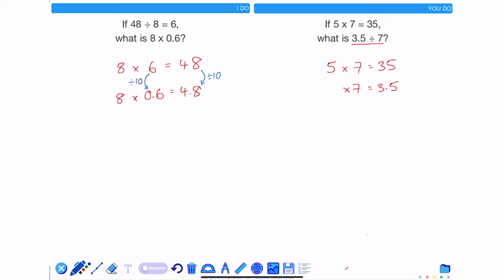As we can see on the right hand side, I'm dividing by 10 in order to give me 3.5. Nothing is happening to the 7, so this means that the 5 is being divided by 10 to keep it in balance. This means that the missing number that I'm after is 0.5. The answer to 3.5 divided by 7 is 0.5. The answer appears reasonable since a half of 7 is 3.5.